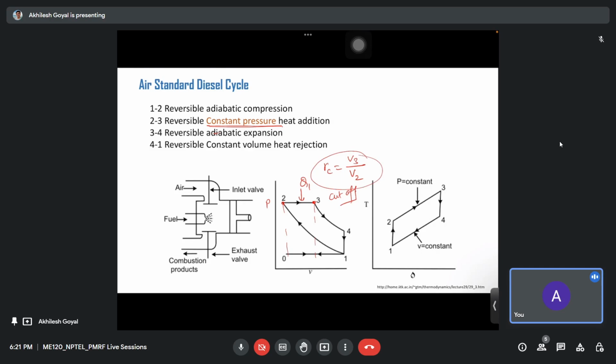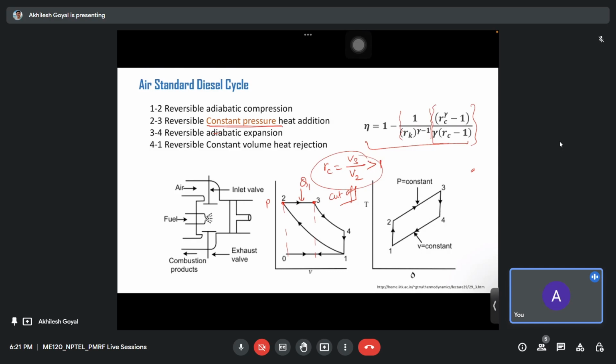Okay, and the efficiency of this cycle comes as this. Here you can see 1 minus 1 by rk raised to power gamma minus 1. So this term is in the Otto cycle as well, but the extra term here is this rc raised to power gamma minus 1 divided by gamma (rc minus 1). Now as you can see, rc is the ratio of volume V3 by V2, so it will always be greater than 1, because the volume V3 will always be greater than V2.